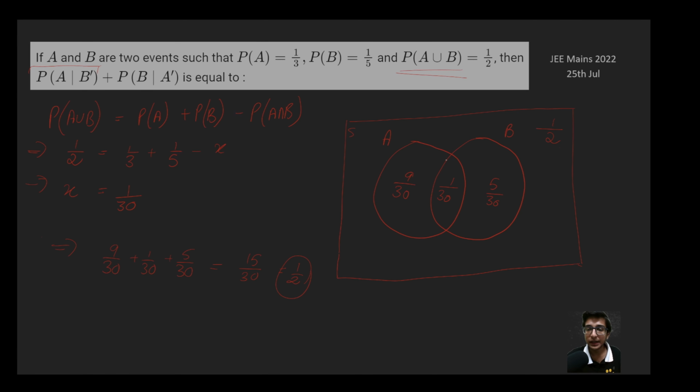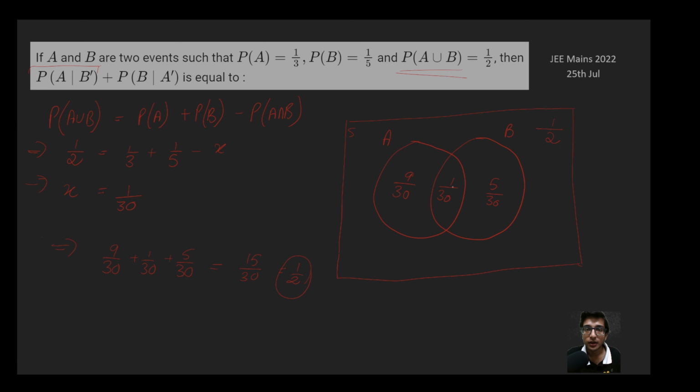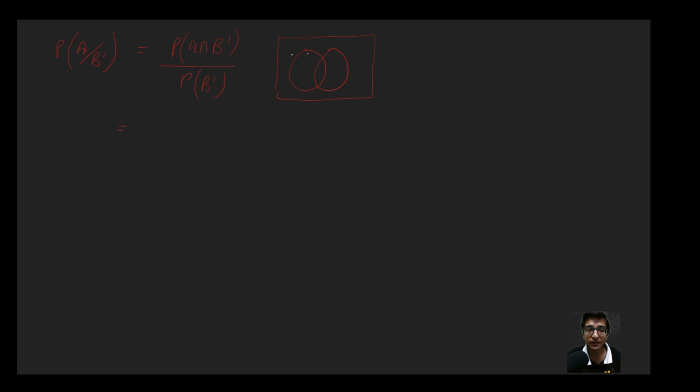First, let's see what B dash is. So let us draw the diagram once again for this part only. Let us draw a smaller one because we just need to find out the shaded portion. Once we find out the shaded portion, since we know all the values, based on the shaded portion, we can find out the value that has been asked. So P of A intersection B dash.